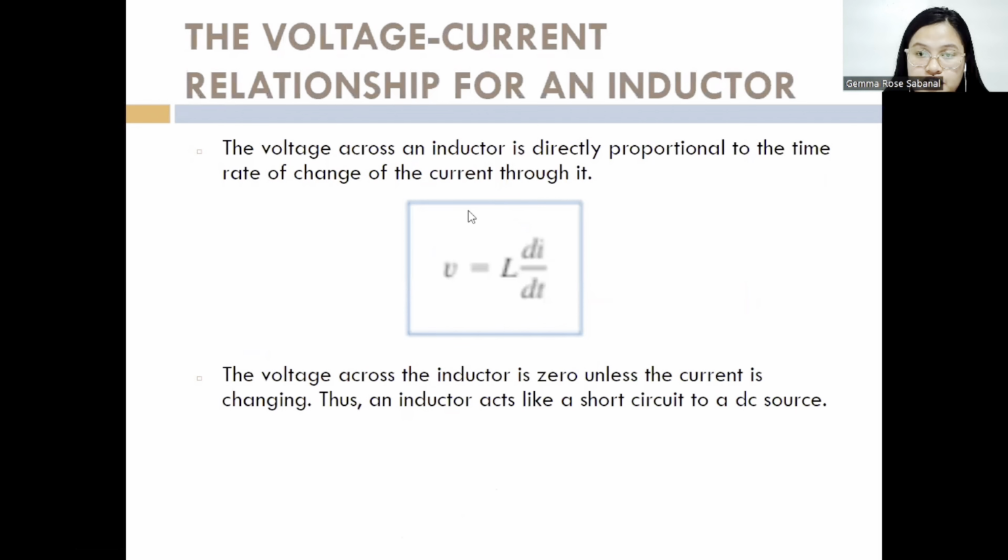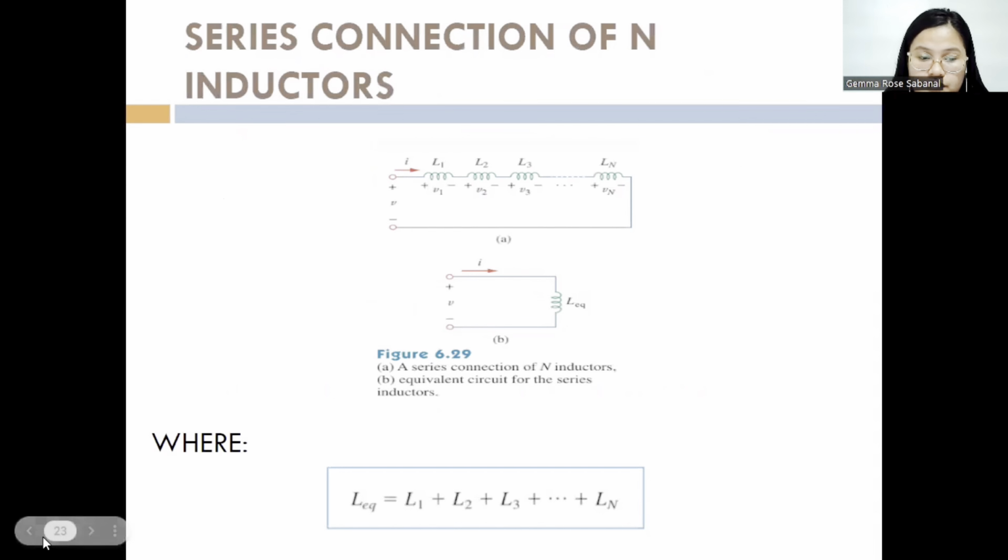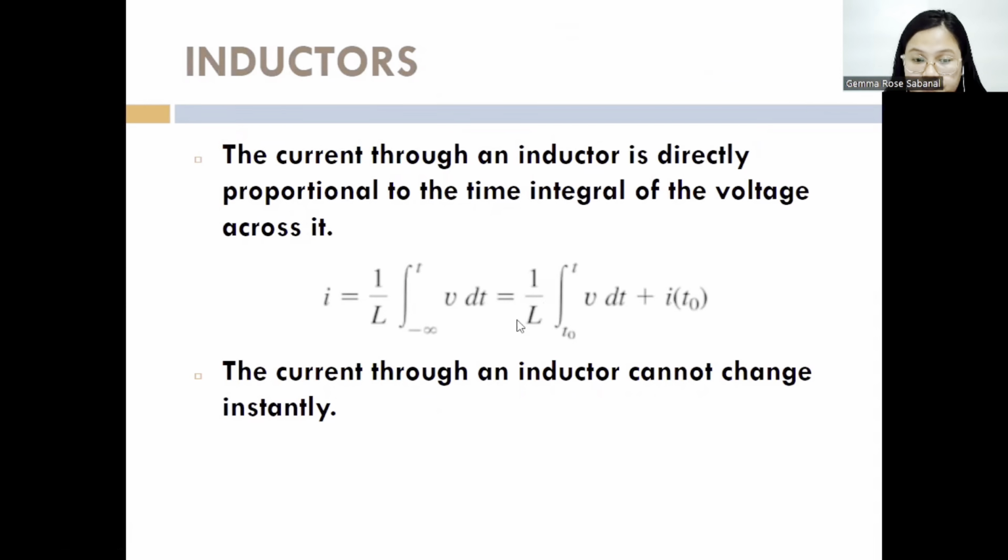The voltage-current relationship for an inductor is directly proportional to the time rate of change of the current through it. V is equal to L di over dt. The voltage across the inductor is zero unless the current is changing. Thus, an inductor acts like a short circuit to a DC source. The current through an inductor is directly proportional to the time integral of the voltage across it. And this is the formula that we're going to use. And the current through an inductor cannot change instantly.